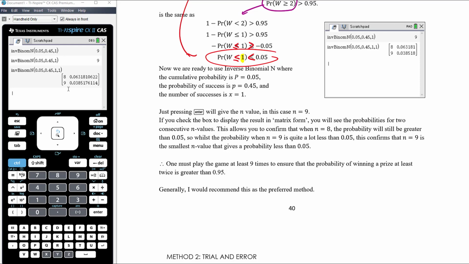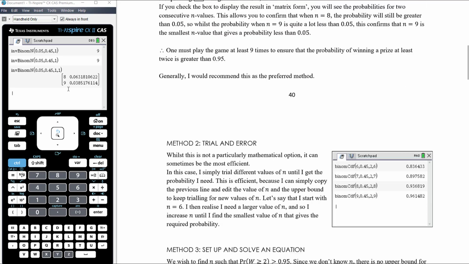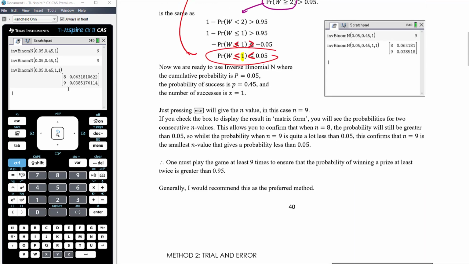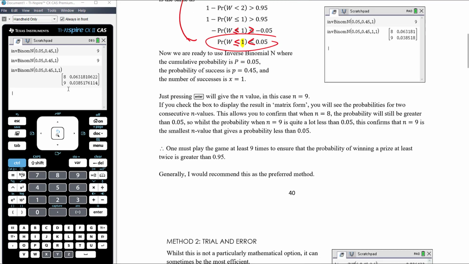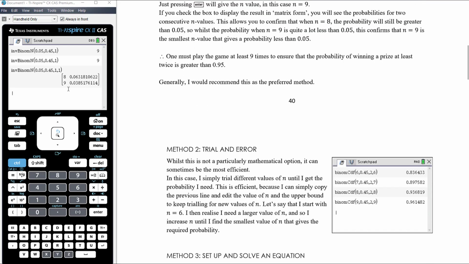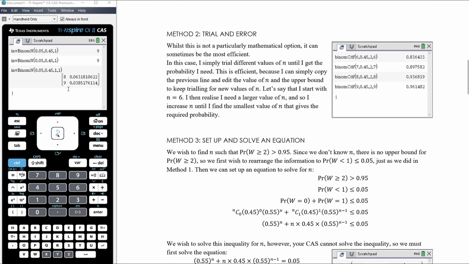So generally I would say inverse binomial n is going to be your best option. However, sometimes, and inverse binomial n is a relatively new CAS change, only in the last year or two, or maybe 2 years. Prior to that, our method here was trial and error.